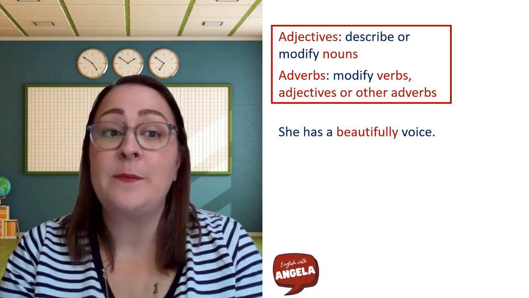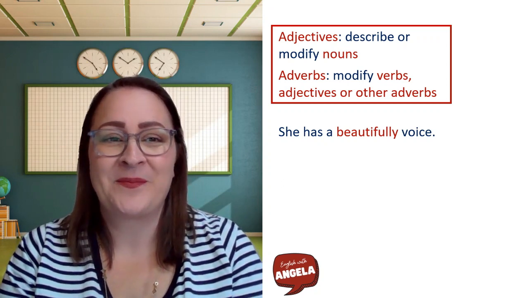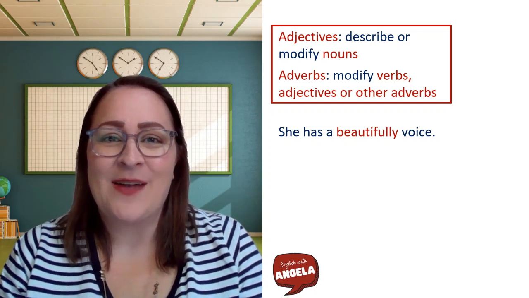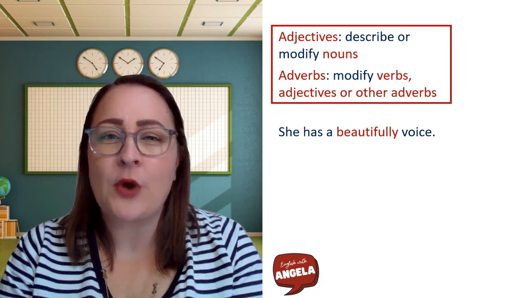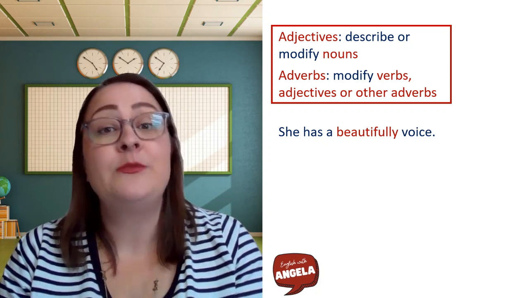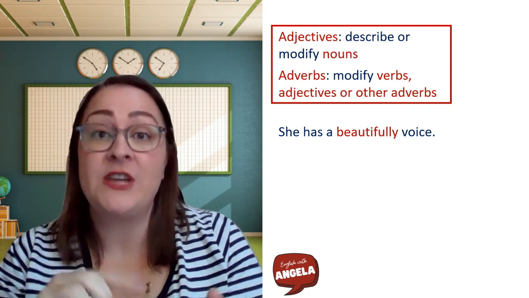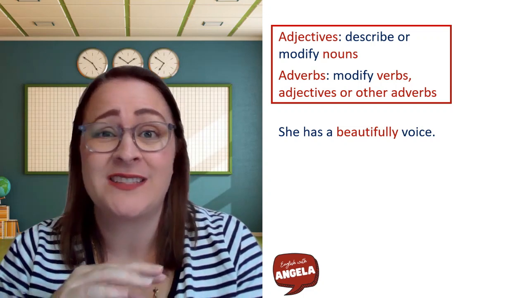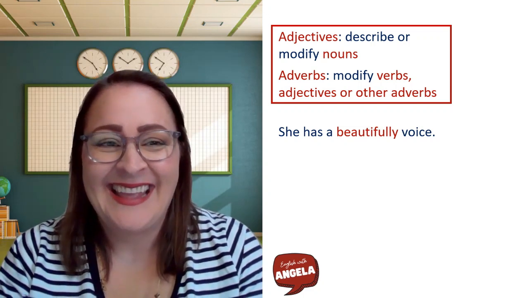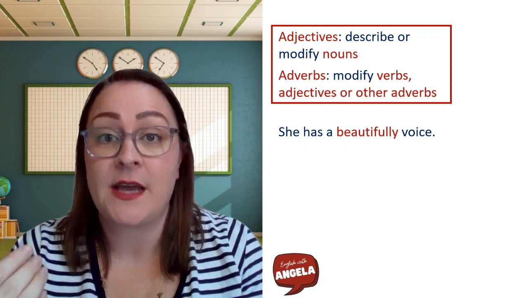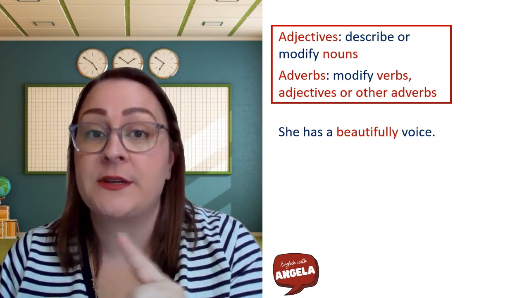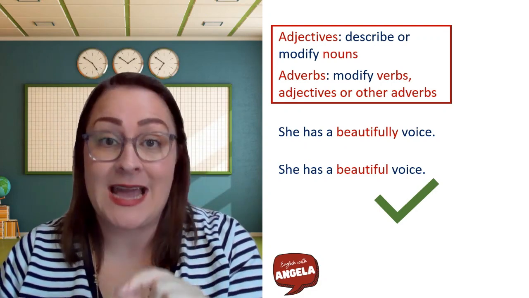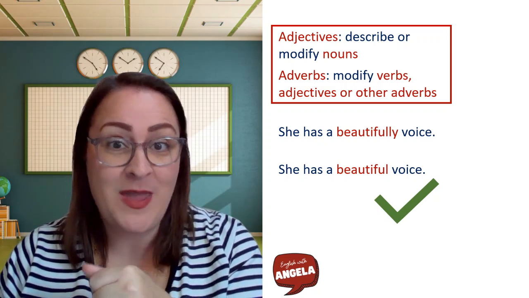How about another one? She has a beautifully voice. What am I describing here? My verb has. Am I describing has? I'm describing her voice. I'm saying she has a voice, but I'm telling you about her voice, because I could say she has a terrible voice, but I'm saying she doesn't. She has a beautiful. So I'm not going to use beautifully. I'm going to use beautiful voice. I'm describing the voice. I'm using an adjective. Are you with me? Makes sense?